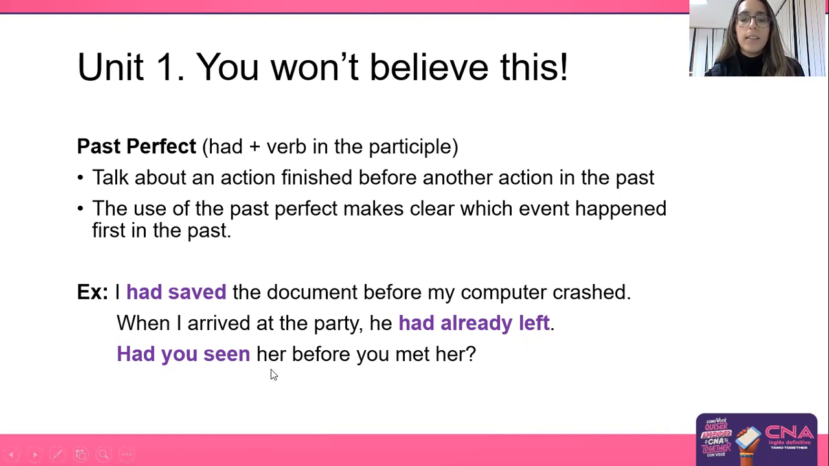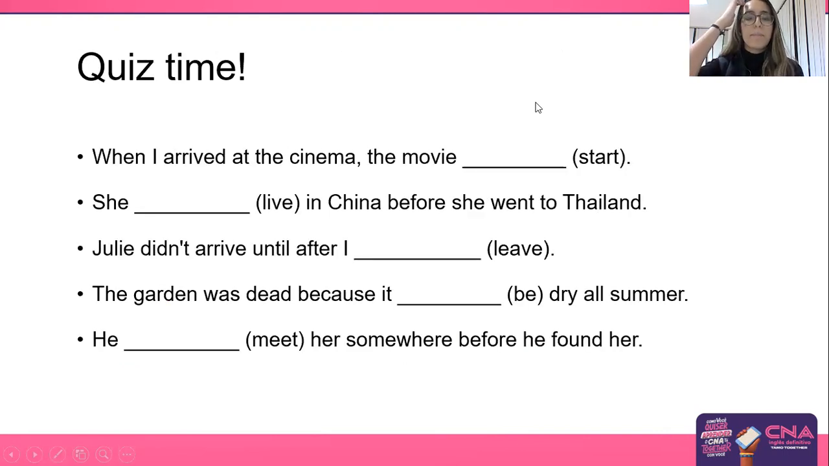And had you seen her before you met her? Yes. So had you seen her before? Yes, before you met her. Okay, guys? So take a look now at the exercise, okay? I have put here some sentences, yes, and I want you guys to complete the sentences using past perfect, okay? Remember, had plus verb in the participle, yes, the verbs from the third column, okay? So now you can pause the video, yes, do the exercise, and then we are going to correct.